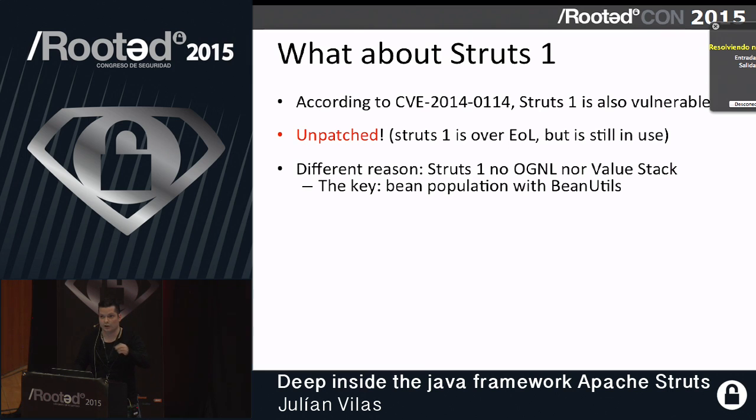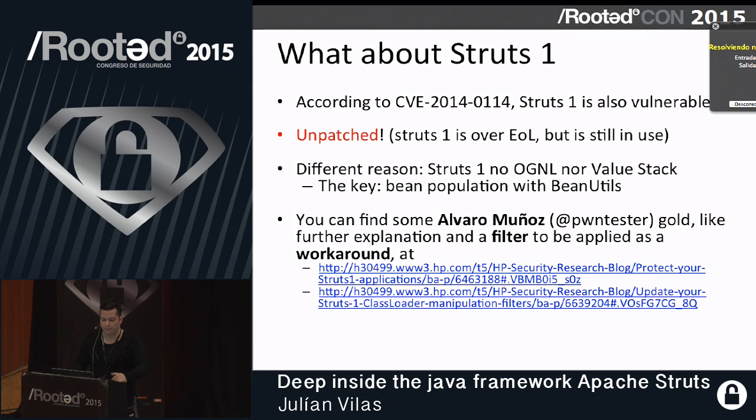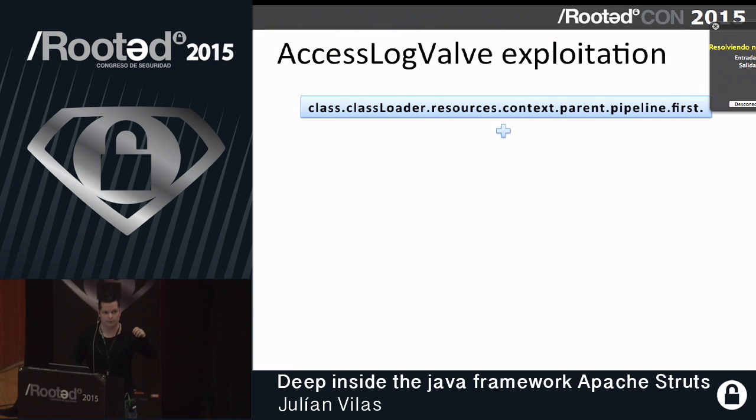In this very case, the reason why Struts 1 works so differently is that Struts 1 does not use OGNL nor the value stack, the key being population. I suggest you read this post by Alvaro Munoz regarding this issue. Those who are using Struts 1 should protect themselves because there is no official patch. So please read these links online. Let's move on to the access log valve exploitation.